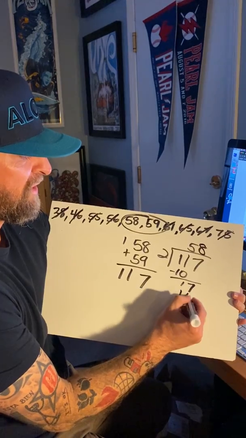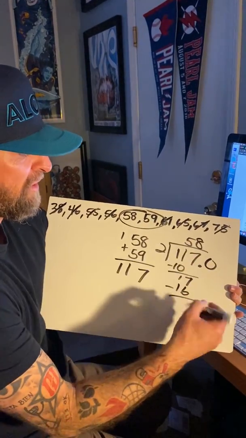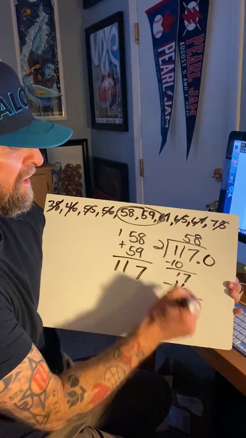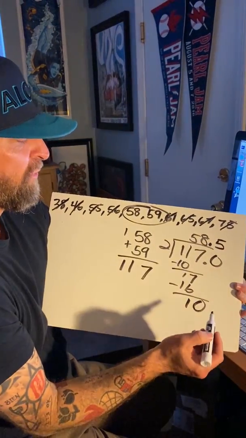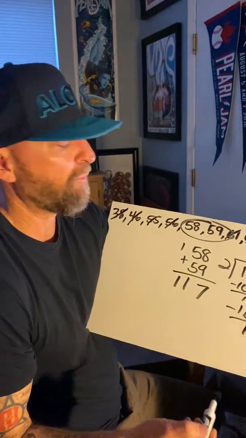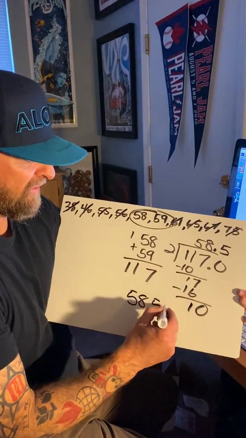And then we go 16. We do that whole power of Zeus thing I talk about. We add the 0, and 2 goes into 10, 5. So we end up with a median of 58.5. So 58.5 is the median.